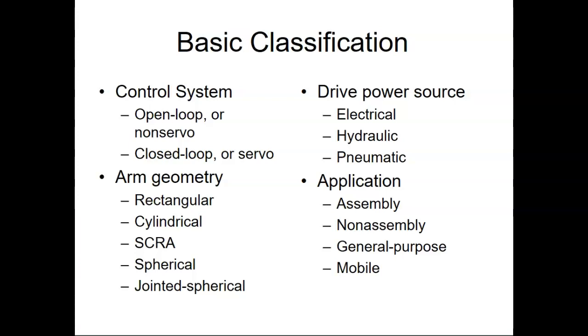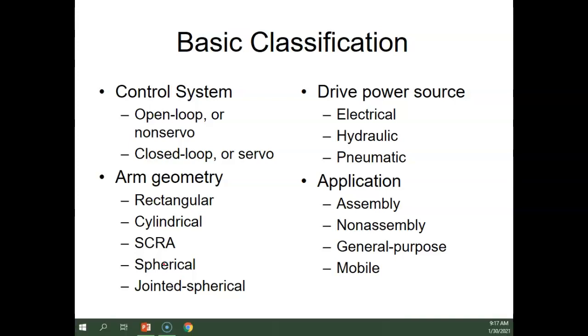One thing we classify by is arm geometry. That's one of the big ones. Rectangular or rectilinear, or you can even call it Cartesian. We'll talk about what Cartesian is in a minute. You have cylindrical, in other words, it's moving in a giant cylinder. Selective compliance robots, that's SCARA. And then you have spherical and jointed spherical.